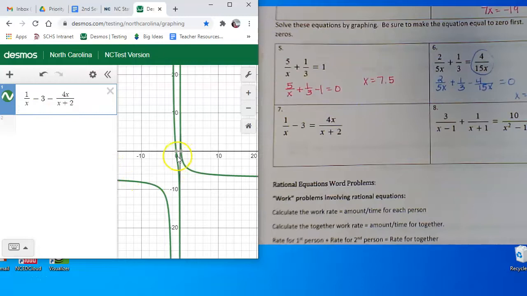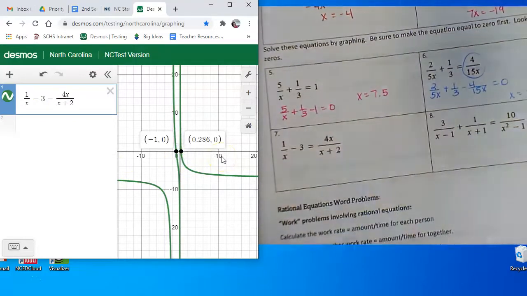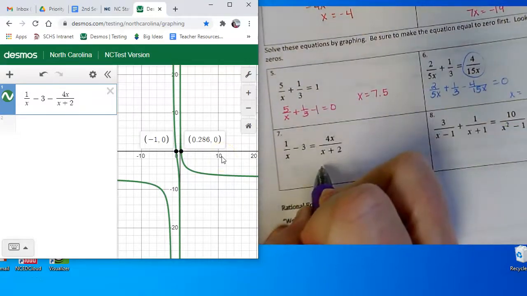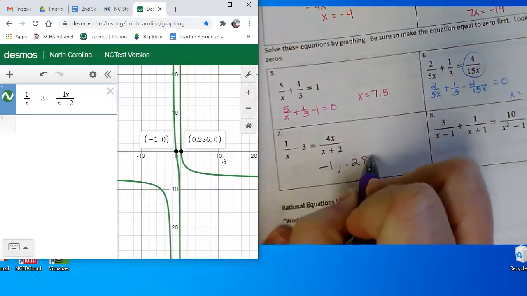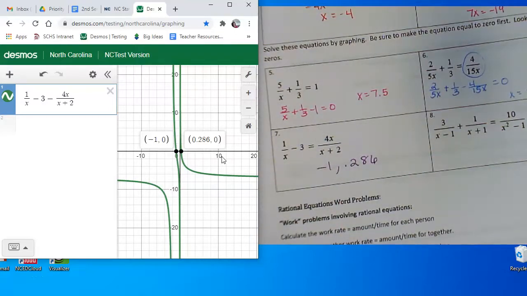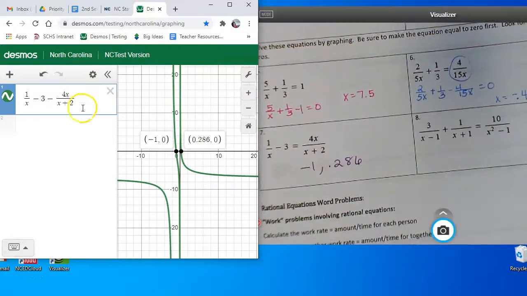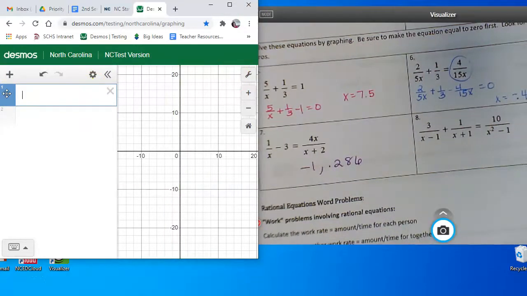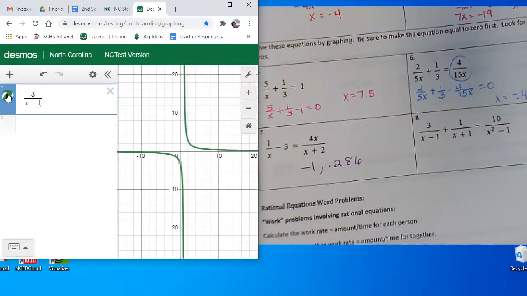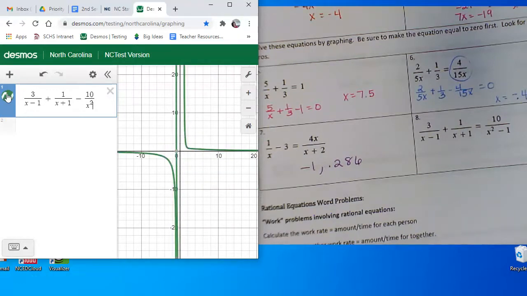And notice there are 2 places where it crosses the x-axis, and that is okay. We get negative 1 and 0.286. Alright, and then on the last one there, we'll have 3 over x minus 1 plus 1 over x plus 1 minus 10 over x squared minus 1.